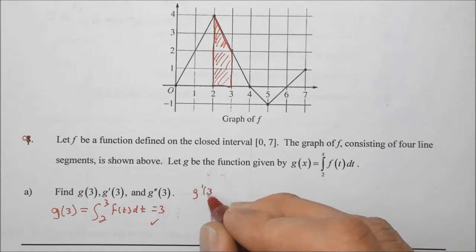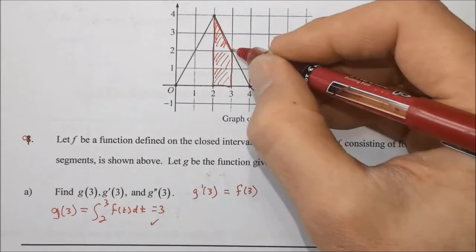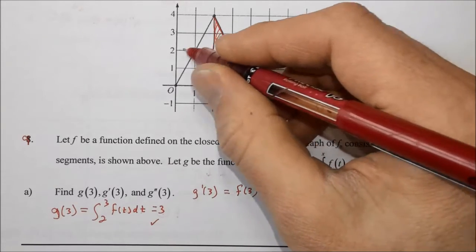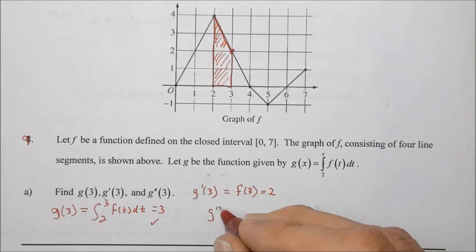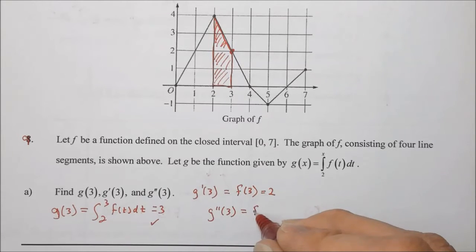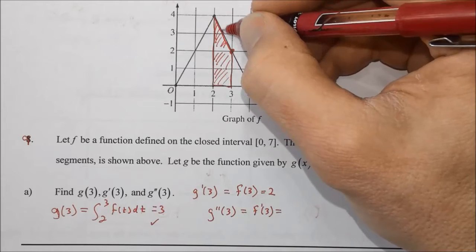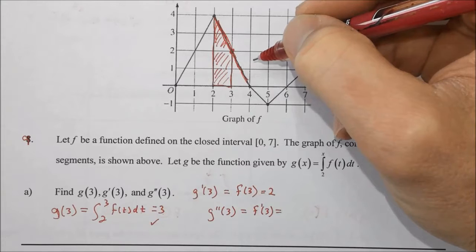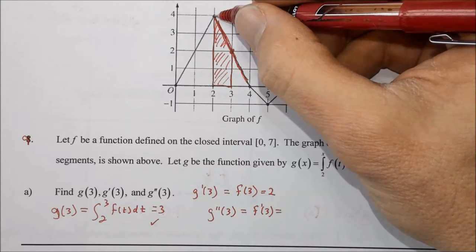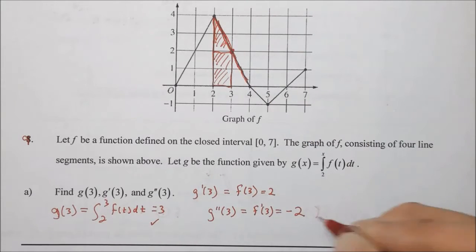G prime of 3, well, g prime is equal to f, so g prime of 3 is the same thing as f of 3. The function's value at 3, f's value at 3, we go across, we see is 2. And finally, we need g double prime of 3, so that's going to be equal to f prime of 3, which is the slope of the line tangent to f at x equals 3. Here's our point. We need the slope of the tangent line. The tangent line is the actual function itself, so we need its slope. We can clearly see that this line goes down 2 and over 1. So the slope is negative 2.